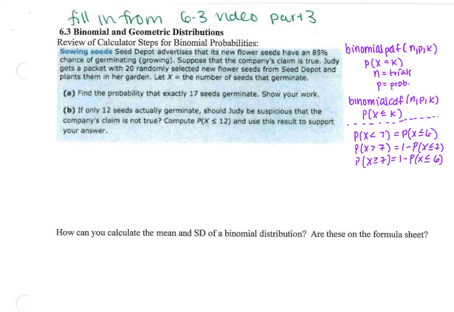So let's take a look at this example. Seed Depot advertises its new flower seeds to have an 85% chance of growing. So that's our probability of success, 0.85. Suppose that the company's claim is true. So Judy buys 20 seeds and plants them in her garden, and the X is the number of seeds that germinate. So she wants to figure out that if she plants all 20 seeds, what's the probability that 17 of them germinate? And so that's going to be binomial PDF.